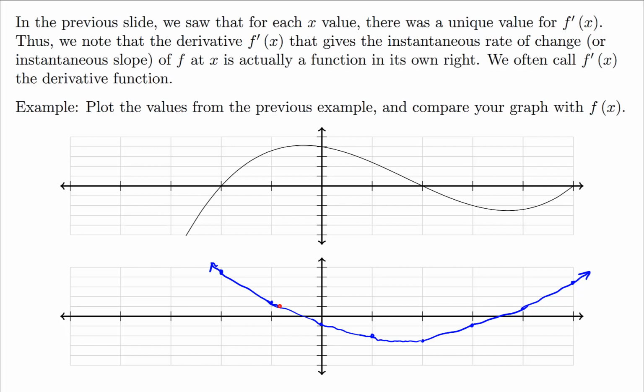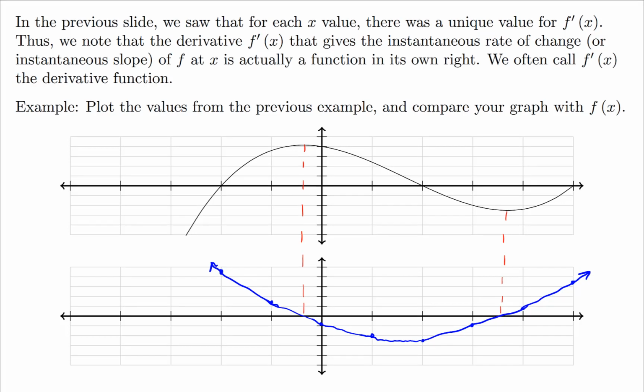Now, I want to make a little comparison here. Notice that when this function hits a high point, if you look down at the derivative function, that's where the derivative crossed the axis. Same thing at the low point. The derivative crosses the axis there as well. So it really does give a function in its own right. If we see f prime of x, we'll call that the derivative function, and plugging in any value gives us the derivative or the instantaneous rate at that given point.